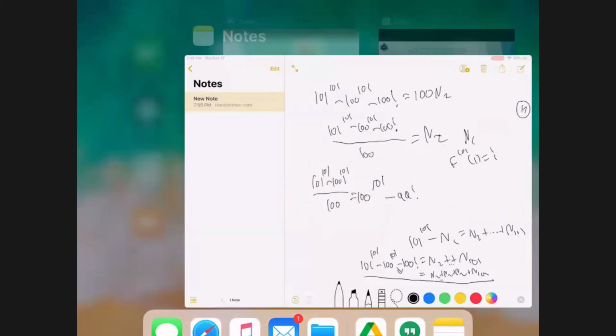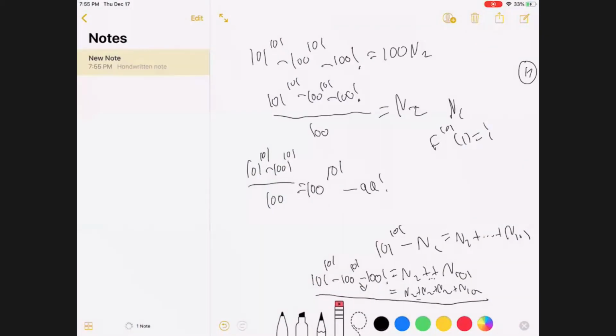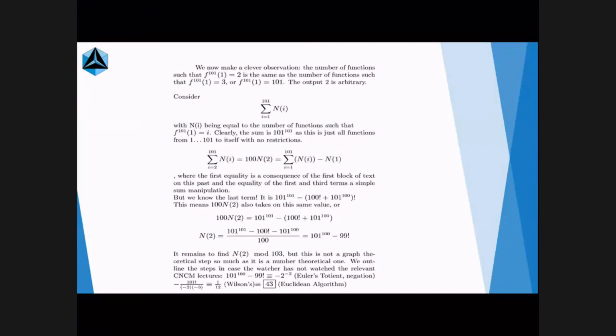That's 101 to the 100. I'm sorry there. But this is just algebraic manipulation. And at this point, you're going to have to use some number theoretical concepts to figure this last bit out. But the idea is that you're trying to find this mod.